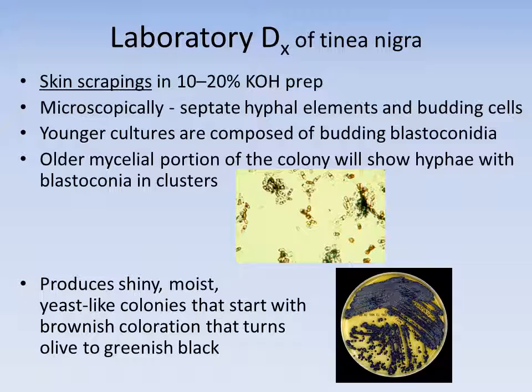Under the microscope, we're going to see septate hyphal elements and budding cells. Younger cultures may be composed of budding blastoconidia. Older mycelial portions of the colony will show hyphae with blastoconidia in clusters. These produce shiny, moist, yeast-like colonies that start with brownish coloration that turns olive to greenish black.